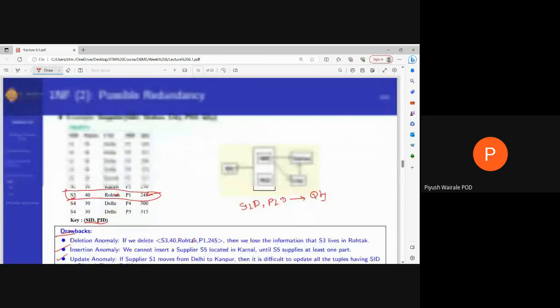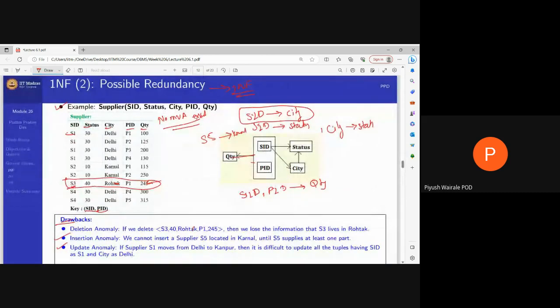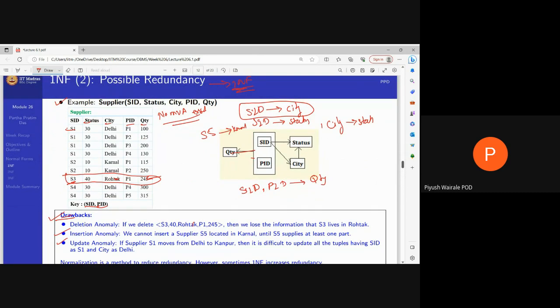Yeah, so this is about the 1NF. Now here you can see there are different drawbacks, right? To overcome this, we want to decompose this table into 2NF. So how to do that? There are different conditions for 2NF. So what are those conditions?